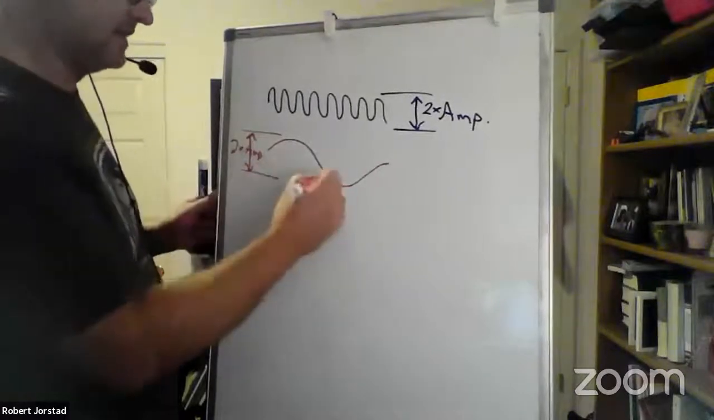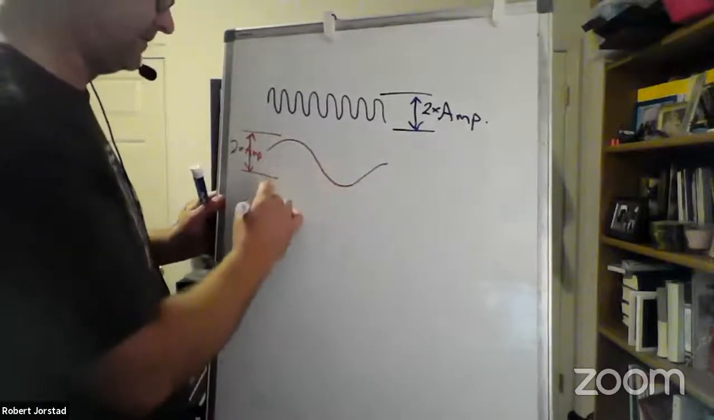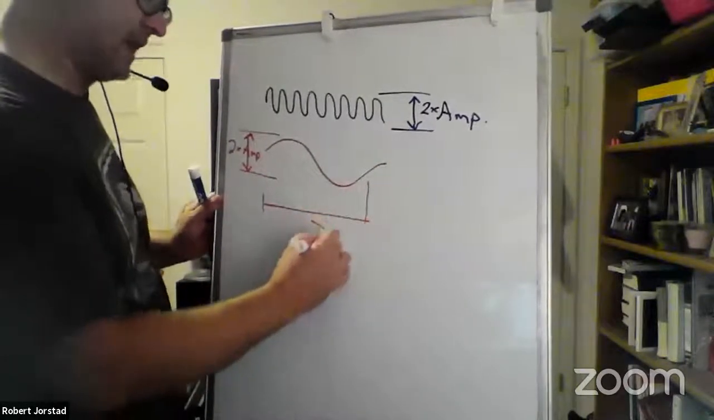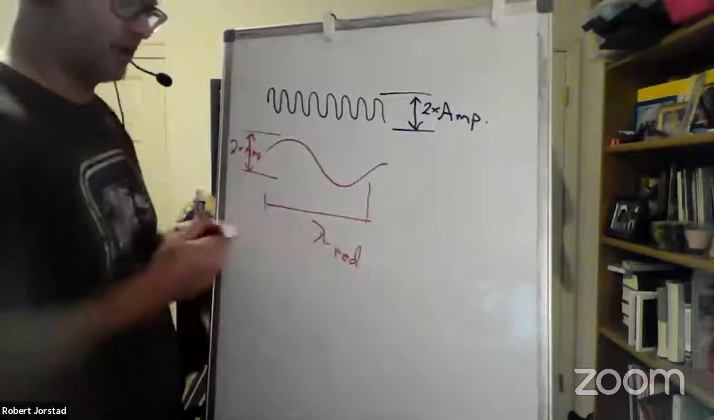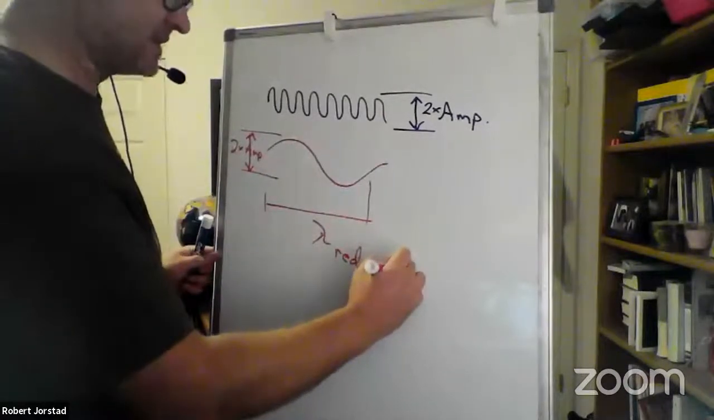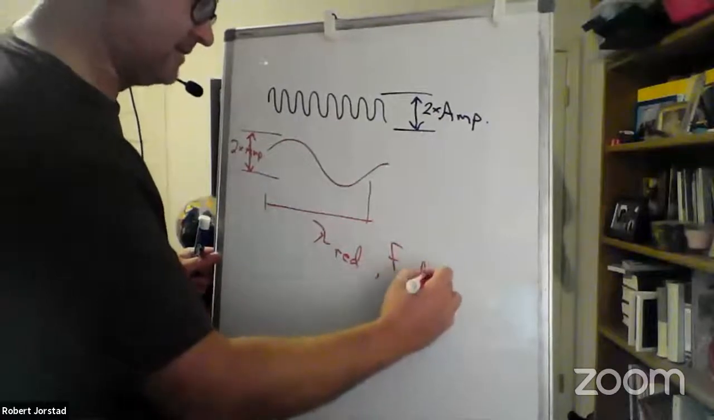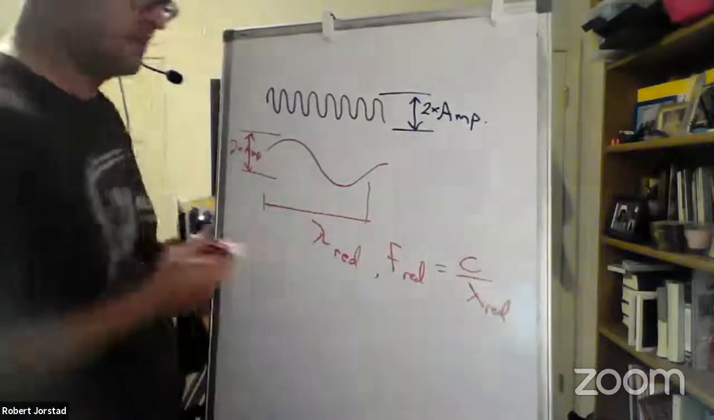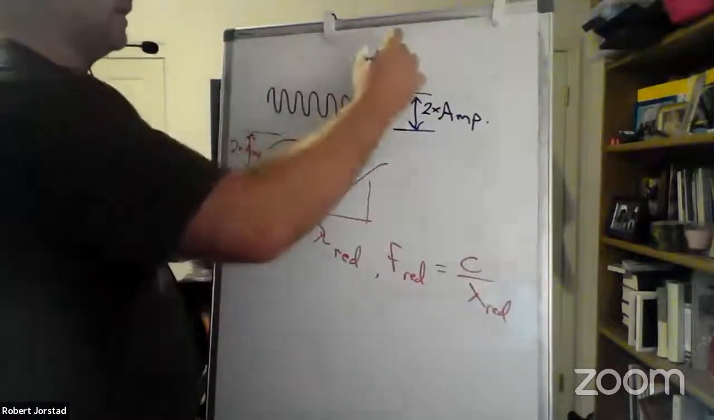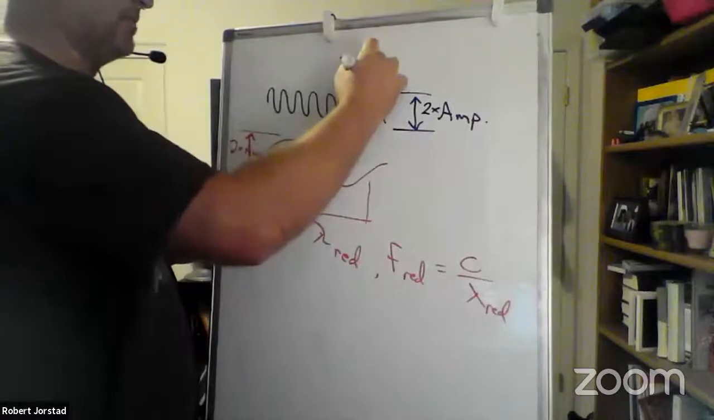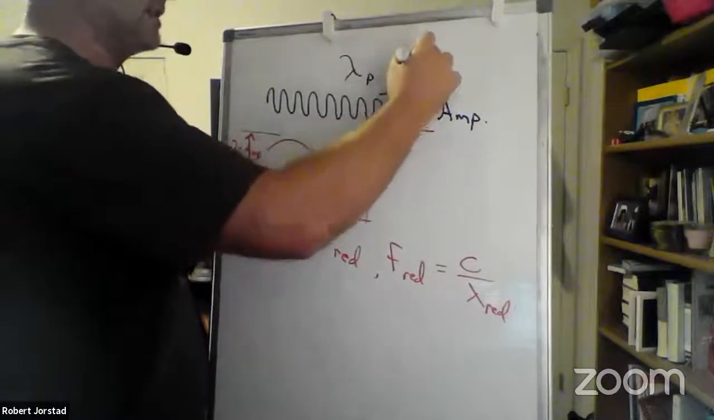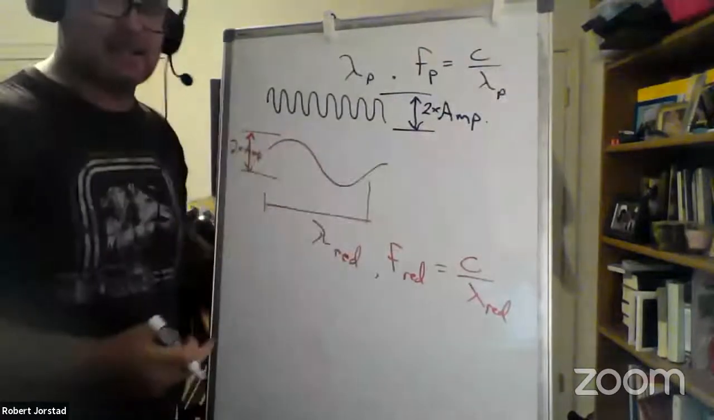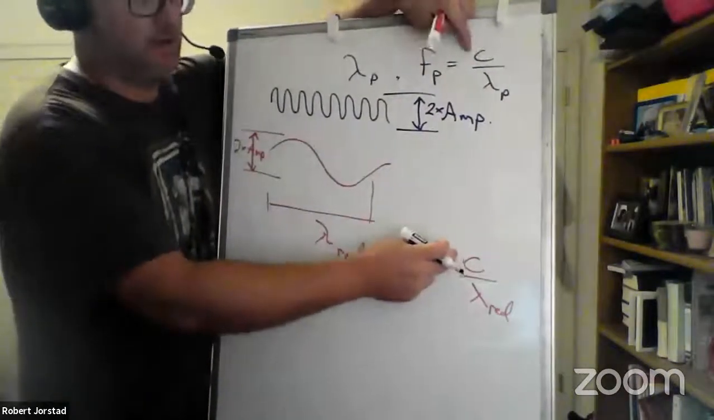Now this right here, to about right there, is the wavelength of the red, much longer. And as a result, the frequency of the red is given by c over lambda red. Up here, this would be lambda purple. And we see the frequency of the purple is c over lambda purple. The idea is they both have the same speed, but they do have different frequencies.